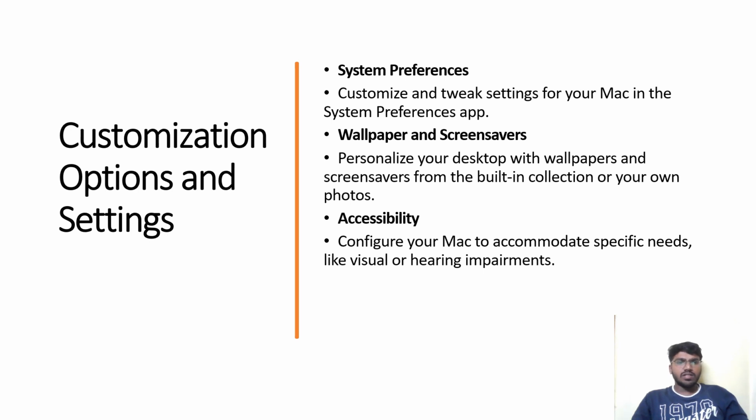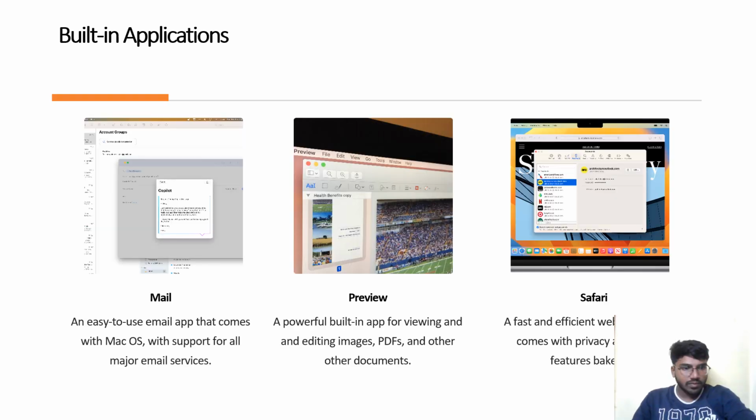In this you're going to learn about customization, preferences, and settings. System Preferences: customize and tweak settings for your Mac in the System Preferences app. Wallpaper and screensaver: personalize your desktop with wallpapers and screensavers from the built-in collection or your own photos. Then accessibility: configure your Mac to accommodate specific needs like visual or hearing impairments.